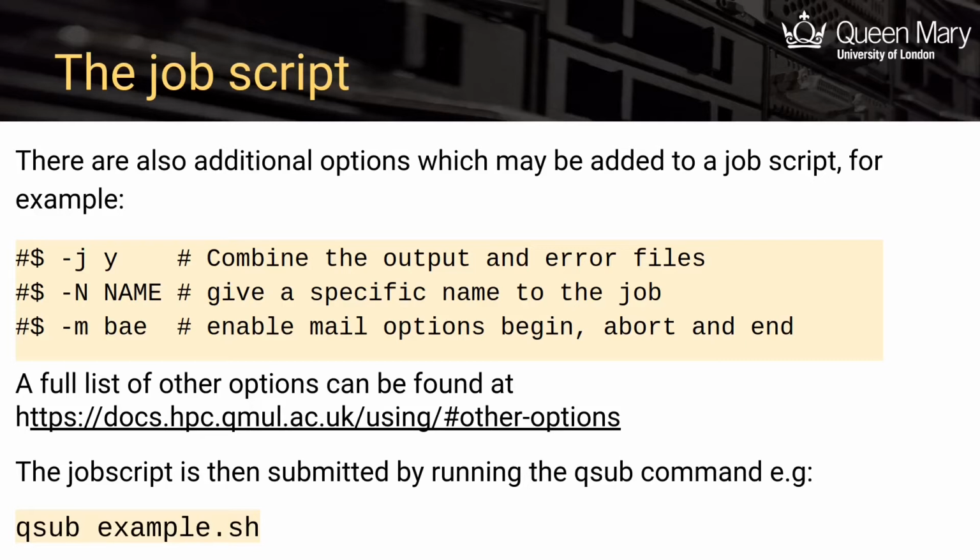If you did not instruct the scheduler to join the output and error files together, you will see 2 new files have been created once the job has started running. The first will end with .o job ID, which contains the output that was sent to standard out, for example print statements in Python. The second will end in .e job ID, which contains the errors that were produced during the execution of the job.